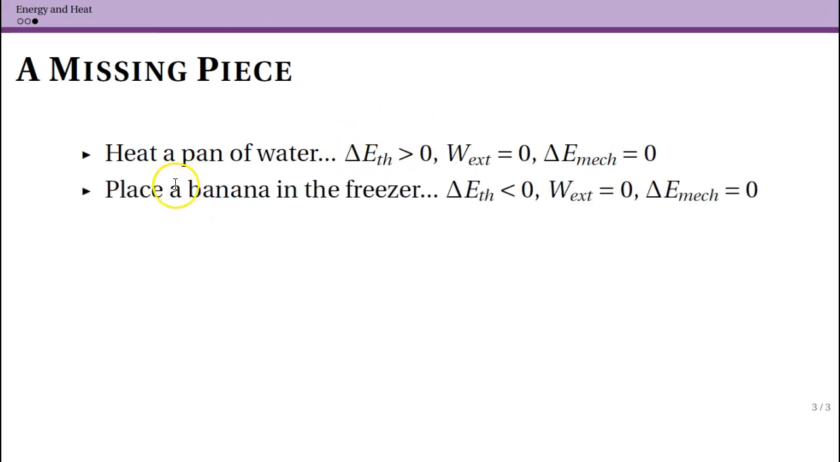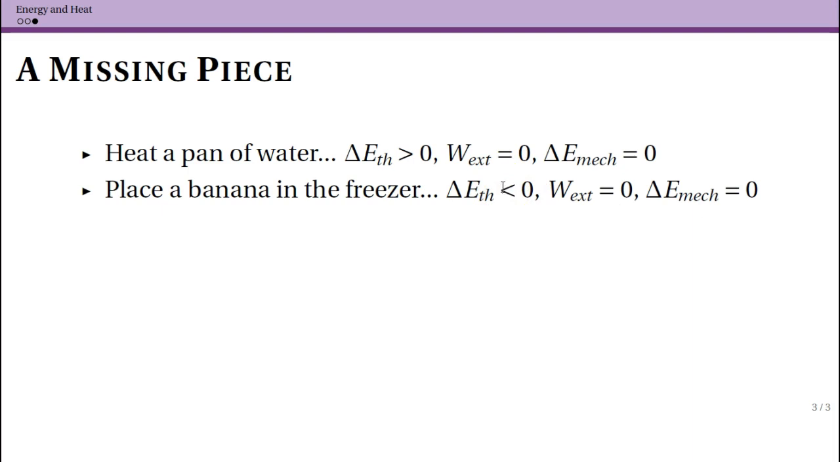Similarly, I can take a banana and I can put it in the freezer for making banana bread later. And in this case, that banana is going to get cold. That thermal energy is going to decrease. But I haven't done any work on the system. Again, if we imagine the initial state being the banana right outside of the freezer at the same height. And we also haven't changed the mechanical energy of the banana. It was initially at rest and it's still at rest, but it's now colder.